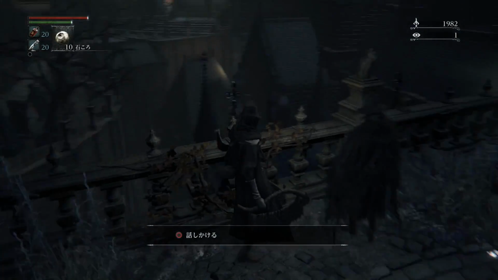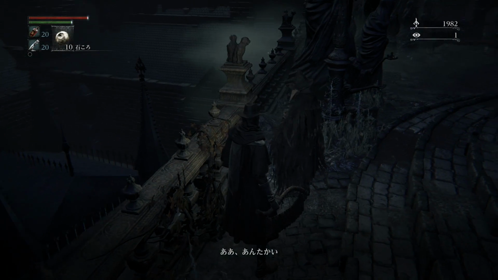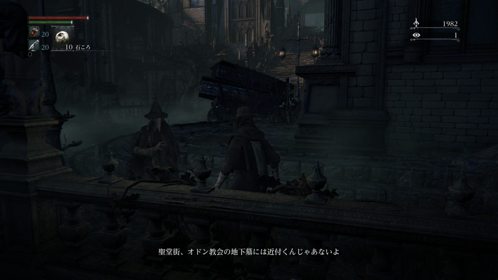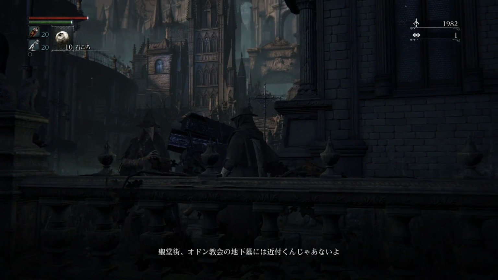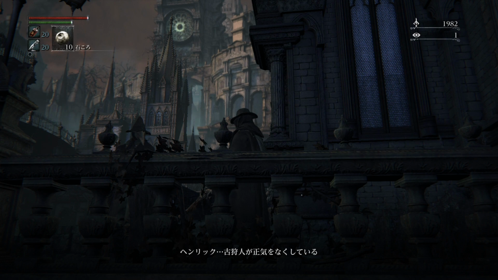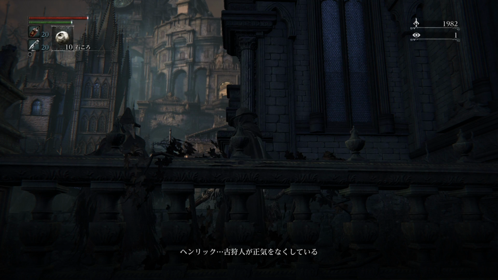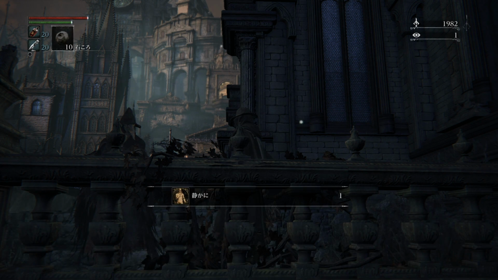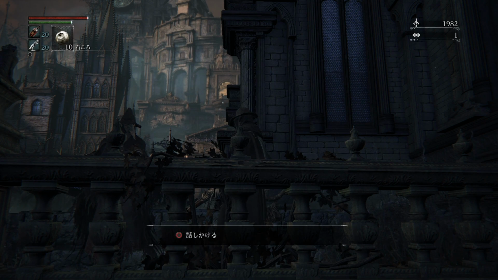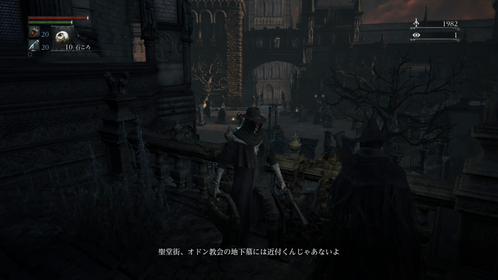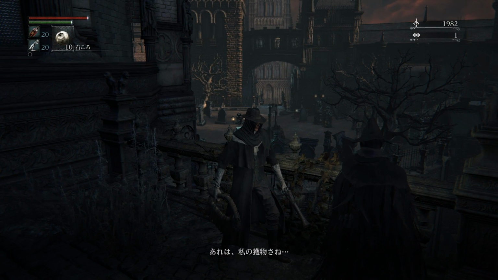And now it's time we had another chat with Eileen the Crow. Oh, hello there. Perfect timing. I must warn you not to go near the tomb below Erden Chapel in the Cathedral Ward. Henryk, an old hunter, has gone mad. And he's my mark. Well, thanks for the warning. Anything else I should know? Don't go near the tomb below Erden Chapel in the Cathedral Ward. I have business there first.